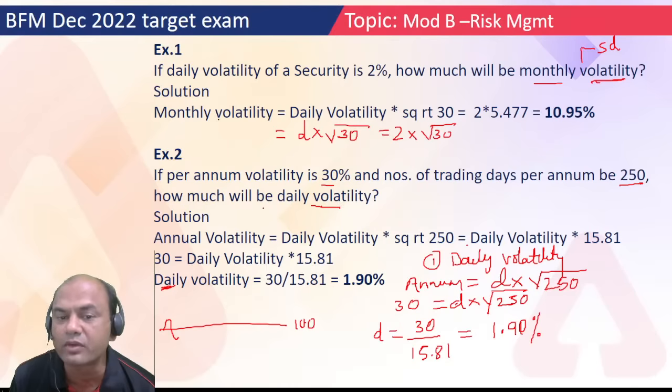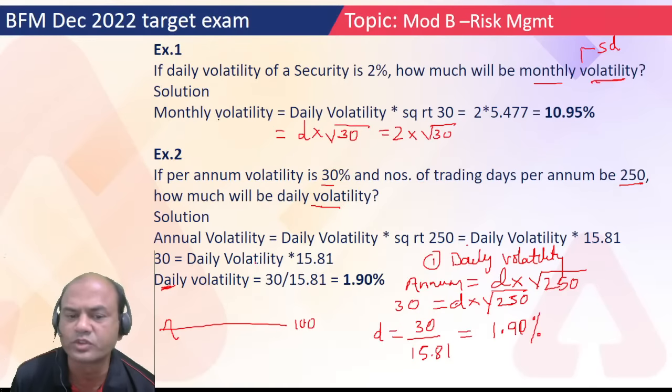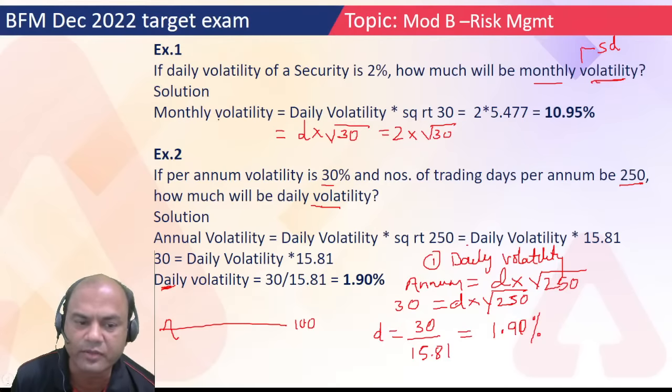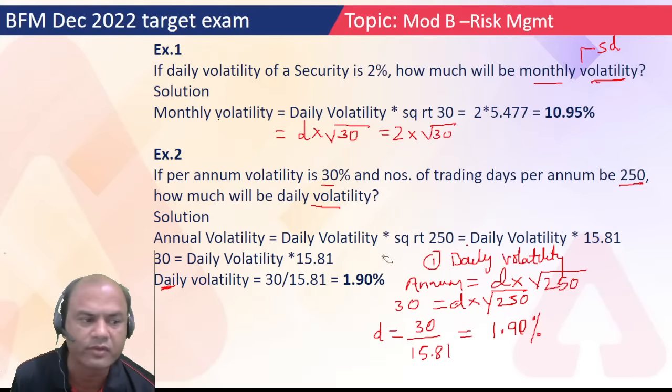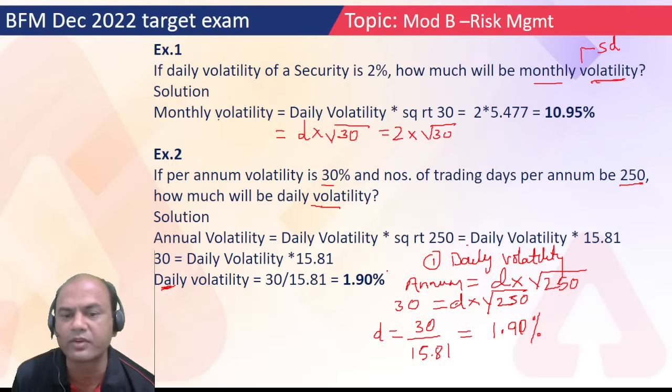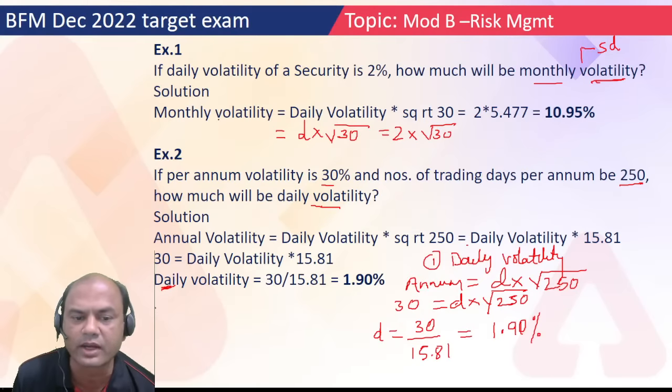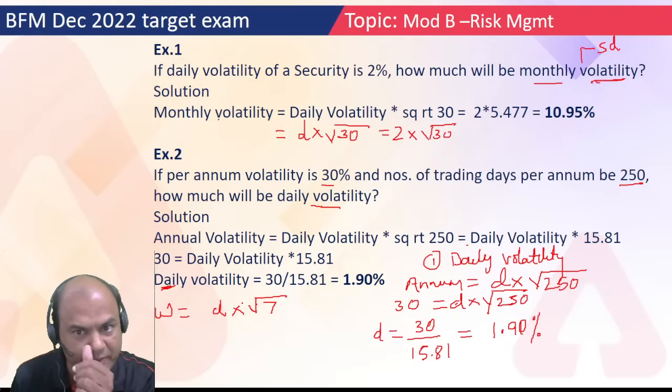Now they may ask you weekly volatility also in this question. So what is the simple answer? If they ask you, give us the weekly volatility in question number 2, then what will be the answer? Daily you have already got it, 1.9. So find out the weekly volatility now. Weekly equals daily into square root of what is week? 7, right? So find the square root of 7.